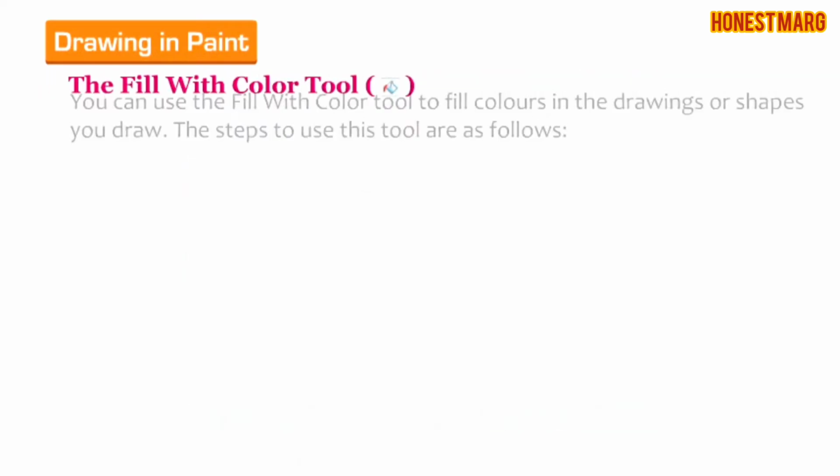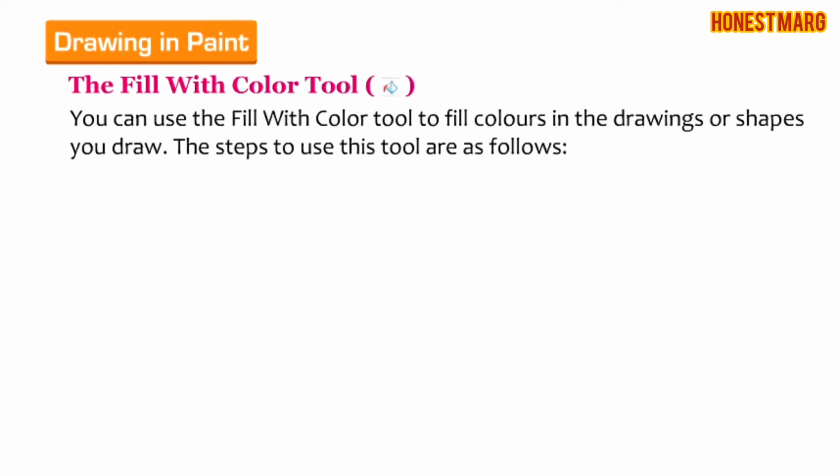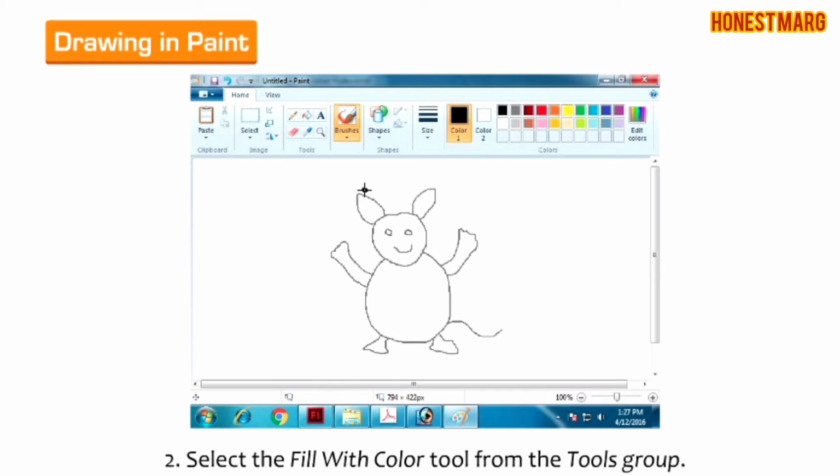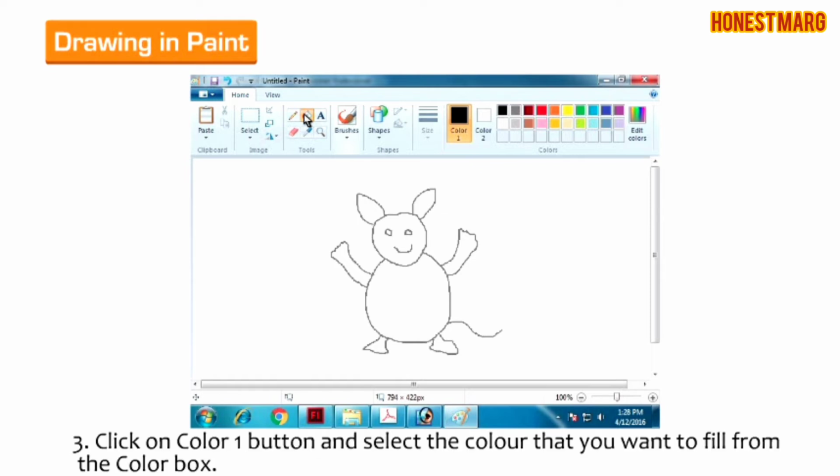The Fill with Color tool. You can use the Fill with Color tool to fill colors in the drawings or shapes you draw. The steps to use this tool are as follows. 1. Click on the Home tab. 2. Select the Fill with Color tool from the Tools group. 3. Click on Color 1 button and select the color that you want to fill from the color box.